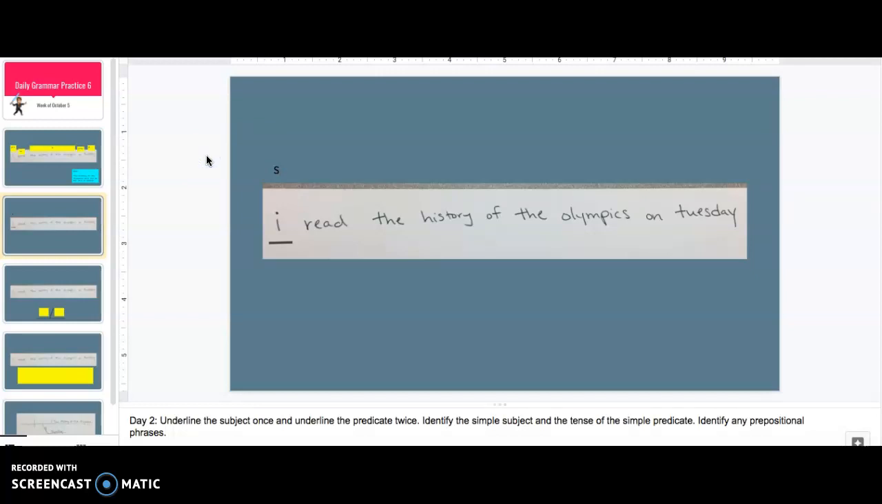Next thing we need to do is find our predicate. Well, in order to find the predicate, you can ask yourself, what is the subject doing? What is I doing? I know that sounds silly, but what is I doing in this sentence? Well, I read the history of the Olympics on Tuesday. And just like with all of our other sentences, we underline our predicate twice.